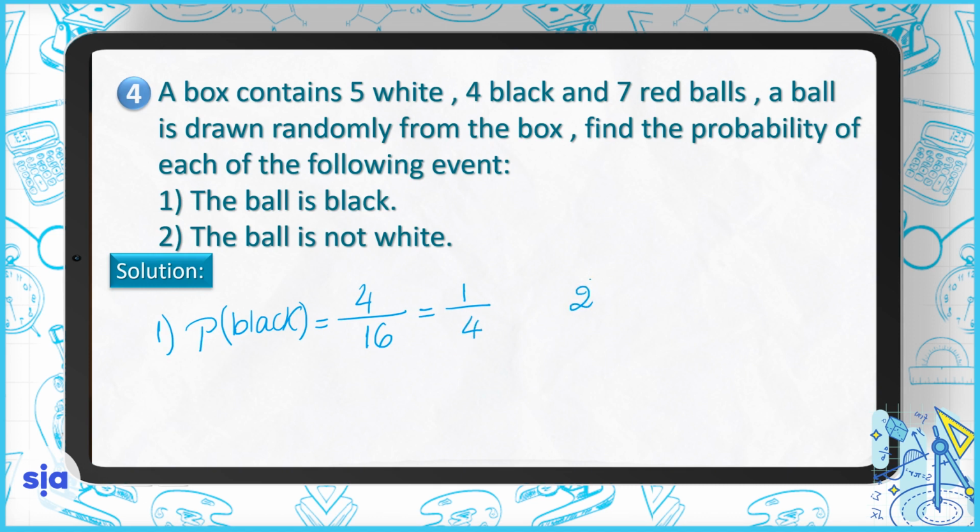The second question, what is the probability of getting a ball that is not white? The probability of getting a ball that is not white is getting all the colors except white. So getting the black and the red. There are 11 balls out of the total, which is 16 balls.